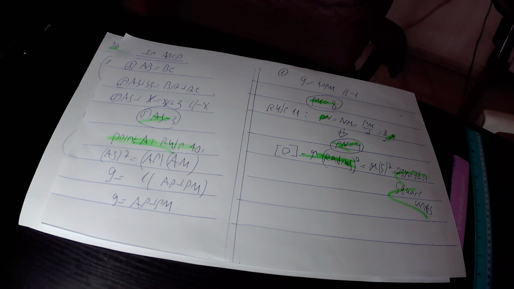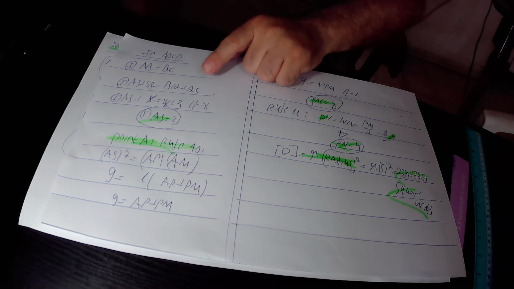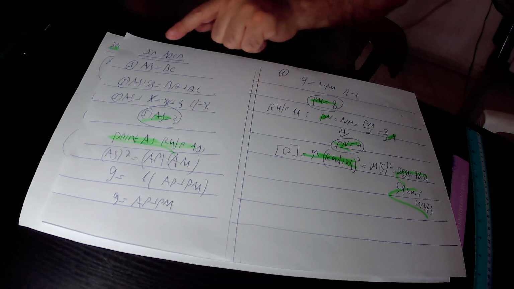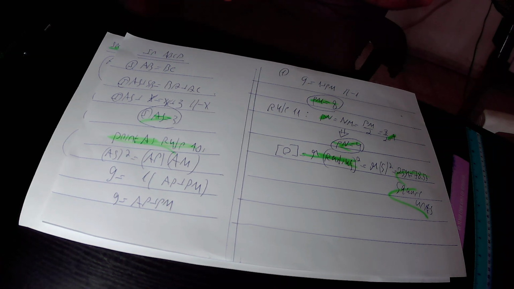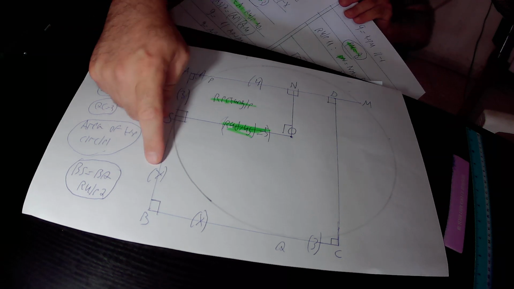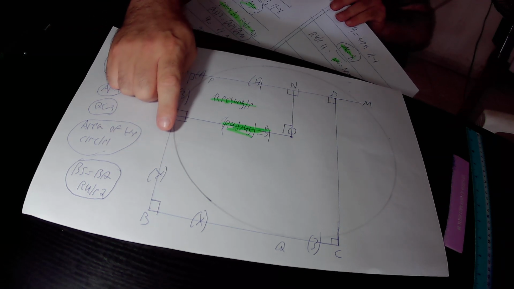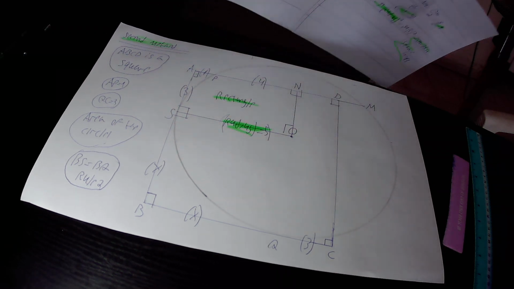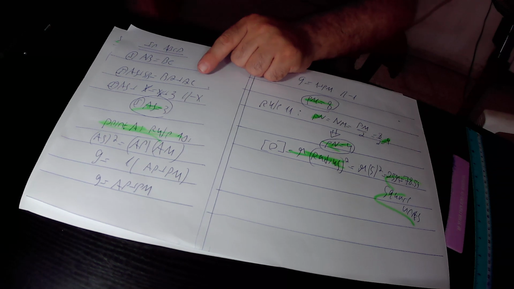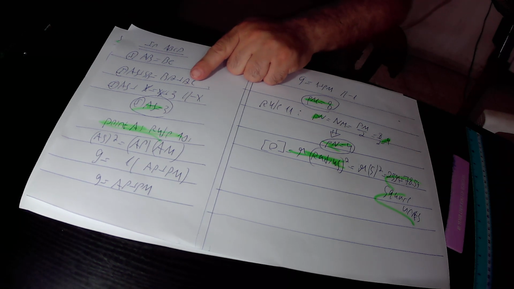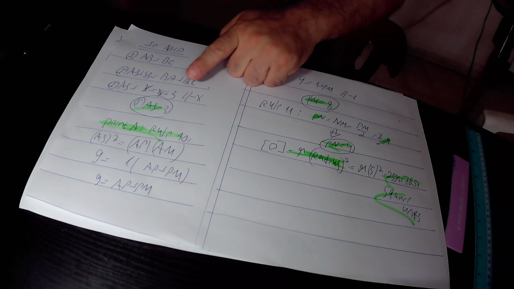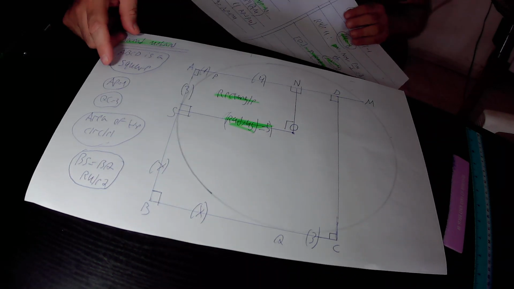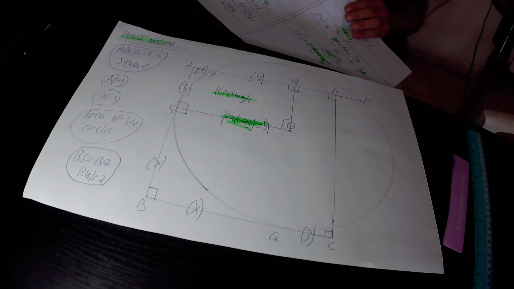So in total, according to equation 1, we find that AS plus SB equals BQ plus QC. AS is the missing side, so we leave it as it is. SB is x, and BQ is also x, plus QC. QC is 3. So AS plus x equals x plus 3. Here x gets cancelled, and we are left only with AS, which is equal to 3 units in length. So this is the missing line segment AS.